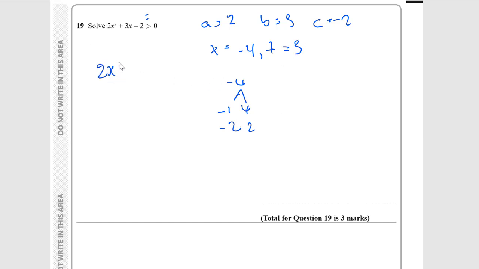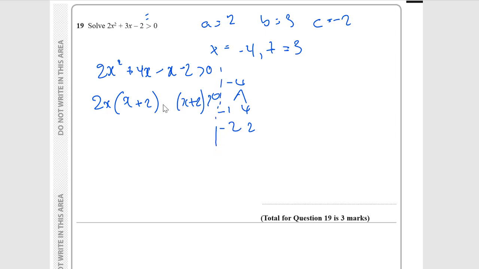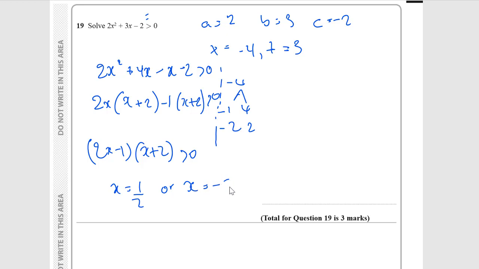So 2x squared plus 4x minus x minus 2. Factorising, we get 2x(x plus 2) minus 1(x plus 2). So we have here (2x minus 1)(x plus 2) greater than 0. So in this case, x is equal to a half, or x is equal to minus 2.